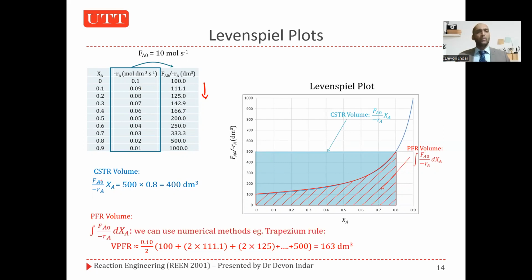For the CSTR volume, all we need to do is take the FA0 on minus RA value. Remember, we're evaluating this at the exit, and we know that the exit we're aiming for is 0.8. So we take this value and multiply it by the exit conversion, which is 0.8, and we get 400 dm cubed. In terms of using the graph, if you want to visualize what we're multiplying, FA0 on minus RA is this length, and XA is this length. When you multiply those two lengths together, what you get is the blue shaded area on the chart.